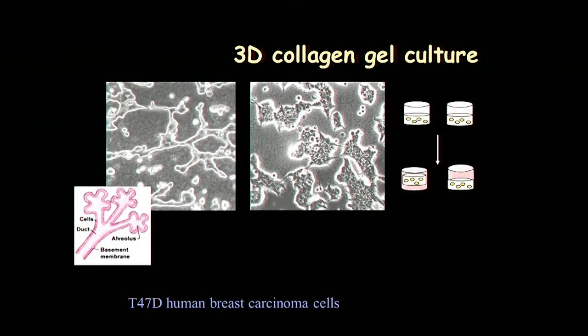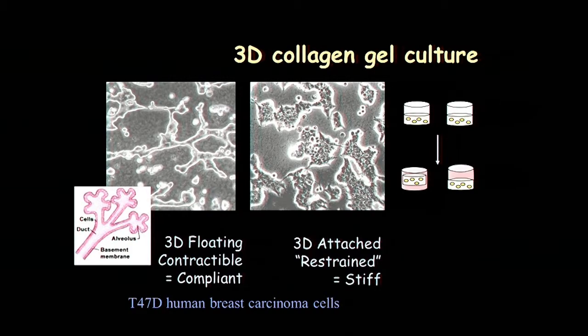There's one big difference. The one on the left was detached from the sides and the bottom of the dish so that this gel is floating. The one on the right was left attached to the sides and the bottom of the dish. So this one over here is contractible and compliant. The cells can literally pull on this collagen and change it. This one over here, when the cells pull on the collagen, it's stiff and restrained.